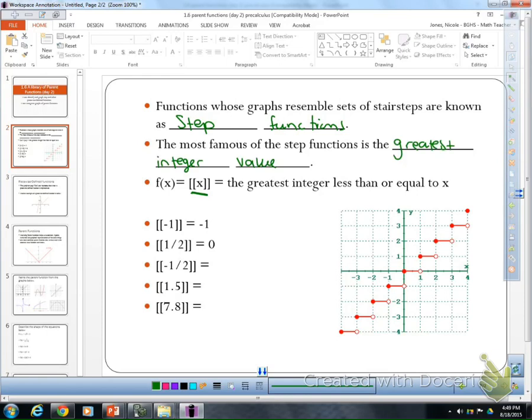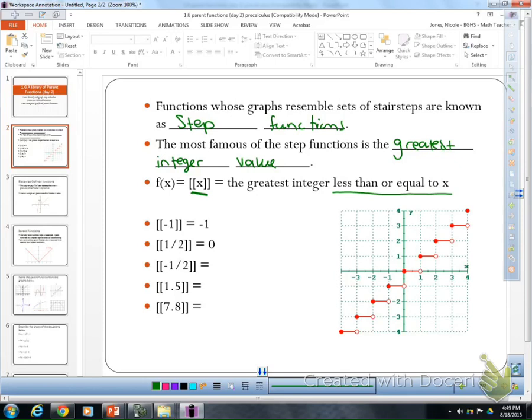The greatest integer value means that you're looking for the greatest integer less than or equal to x. So you're almost rounding, but don't get confused on the 5 or higher. It's the smaller number. For example, the greatest integer of -1 equals -1, and the greatest integer value of 1/2 is 0. So you're actually rounding down, doing less than or equal to that number.